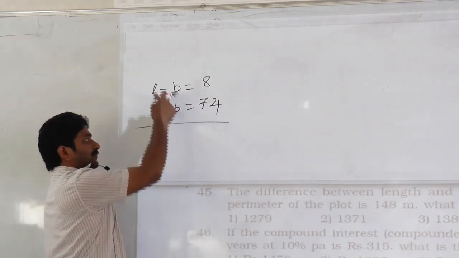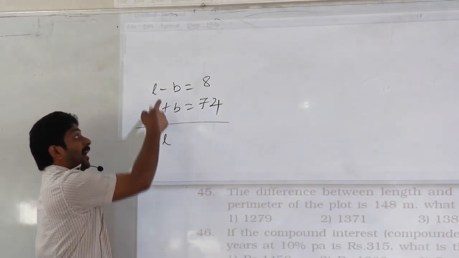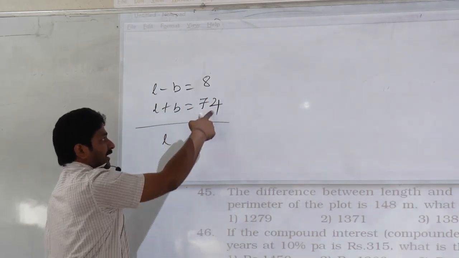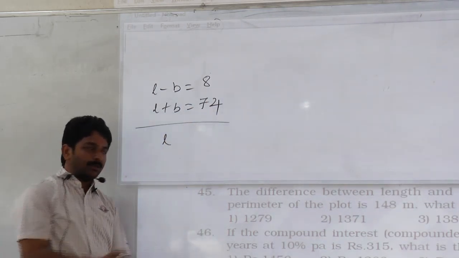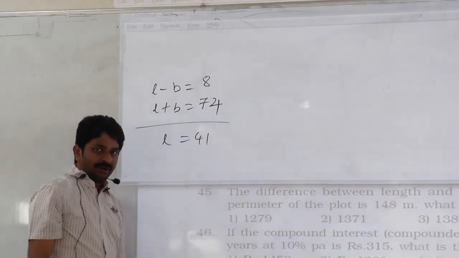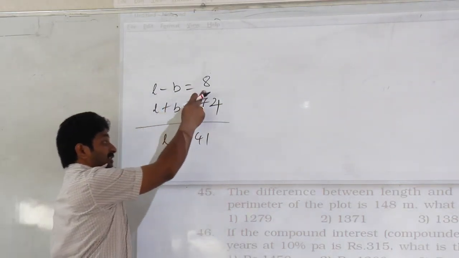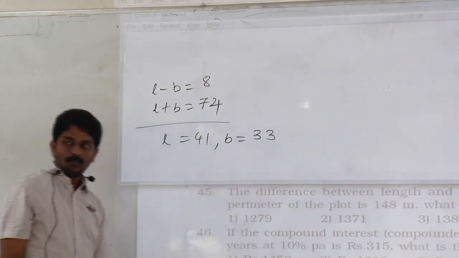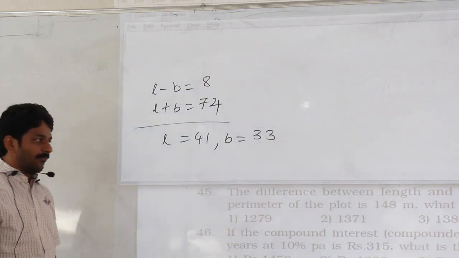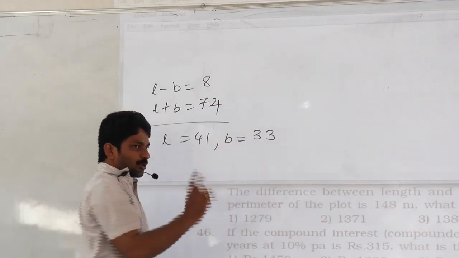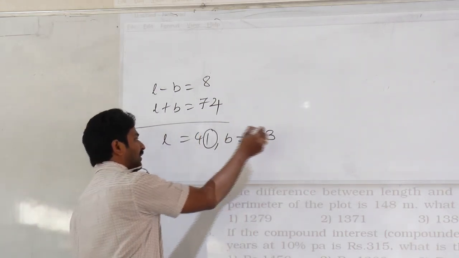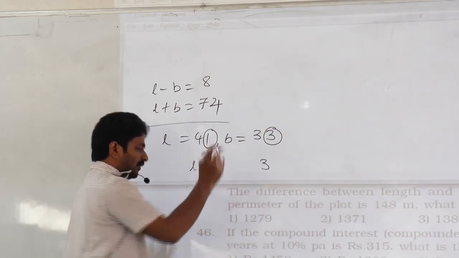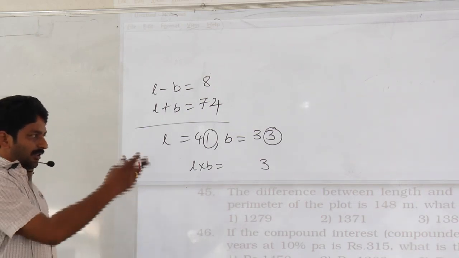When you take the average of these values, you'll get the length. Average of 8 and 74, 82 by 2, which is 41. If length is 41 and length minus breadth is 8, from this you can say breadth is 33. You're asked about the area, length into breadth. Let's go for last digit verification. Here it is 1 and here it is 3. 1 into 3, 3. So the area should end with 3 and there is only one option, 1353.